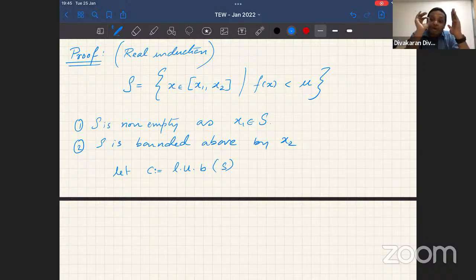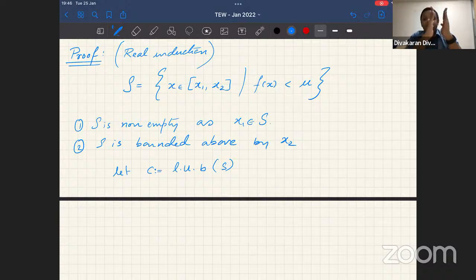The n is the smallest number such that the domino at that position does not fall. So if k is less than or equal to n minus 1, then the domino at the kth position cannot fall. In other words, n minus 1 is the largest number such that no domino before it does not fall. This LUB should be thought of similar to that n minus 1. So our C is like our n minus 1.